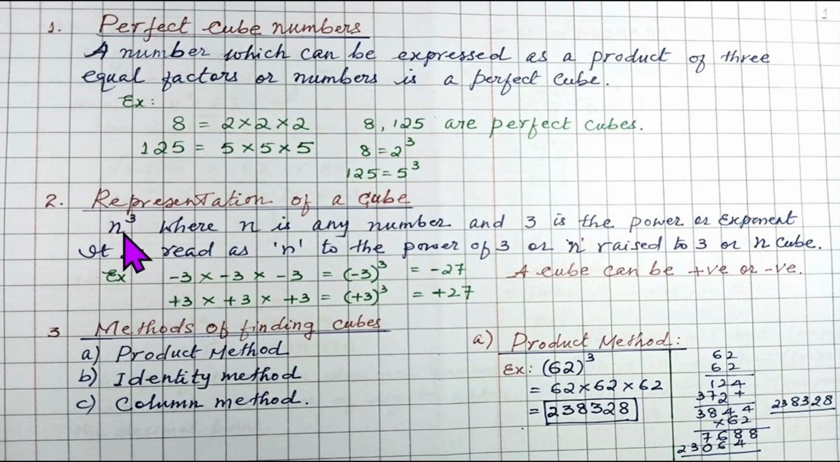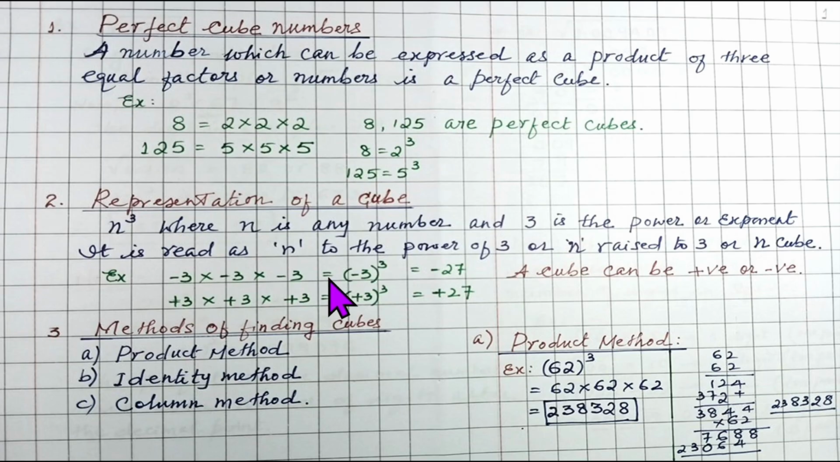Now we represent a cube by writing a power of 3. For example, n cube, where n is any number and 3 is the power or exponent. So when we write a cube number, we write it as 2 cube or 5 cube. The base is 2, the power is 3. Now it is read as n to the power of 3 or n raised to 3 or n cube. For example, it is 2 cube or 2 to the power of 3 or 2 raised to power 3.